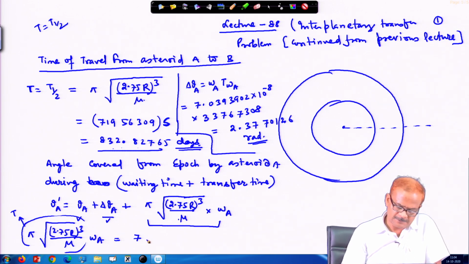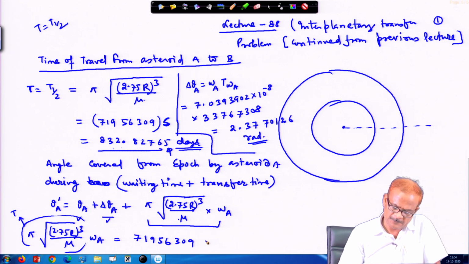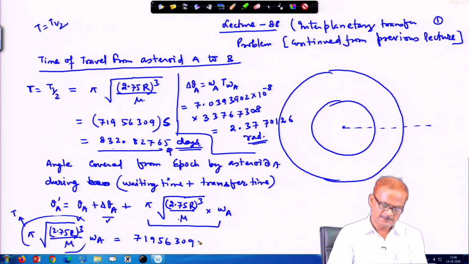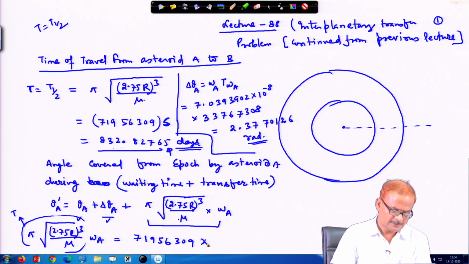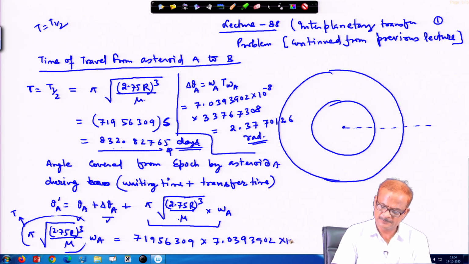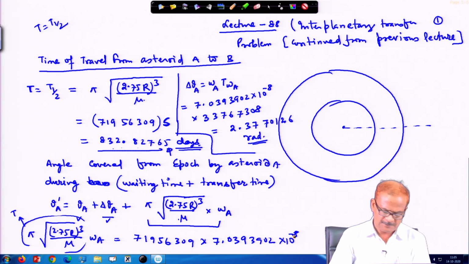So, this is your 71956.309 seconds. These days we are not using, remember, we are using seconds, because omega A is in radian per second, and this multiplied by omega A, which is 7.0393902 into 10 to the power minus 8. So, this gives 5.065284 radians.